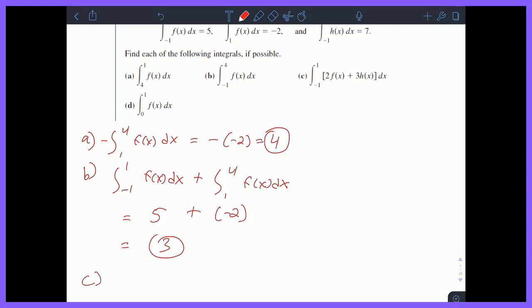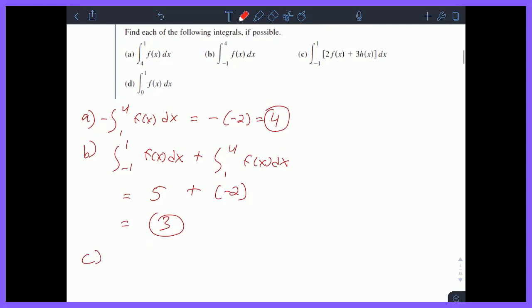C, this one's a little long. We've got the integral from -1 to 1 of 2 times f of x plus 3 times h of x. Well, the first thing I'm going to do is use a sum and difference rule. I'm going to split these up. So let's do the integral from -1 to 1 of 2 times f of x dx, and then plus the same integral, -1 to 1, of 3h of x dx.